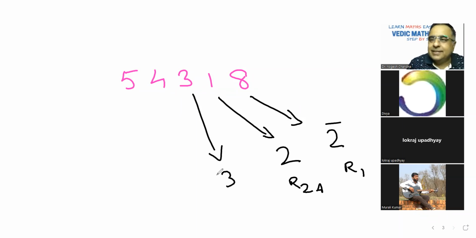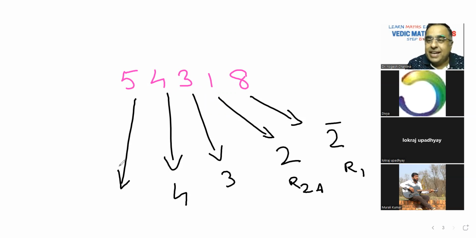3 will remain the same, 4 will remain the same, and 5 will remain the same. Remember, 3 will remain the same. We have applied R1, again applied R1. Now is it correct? Yes.